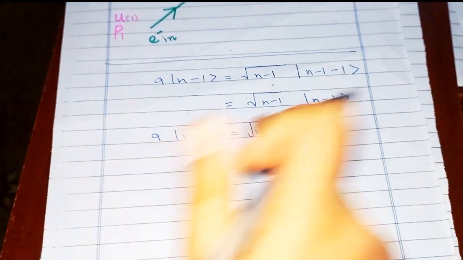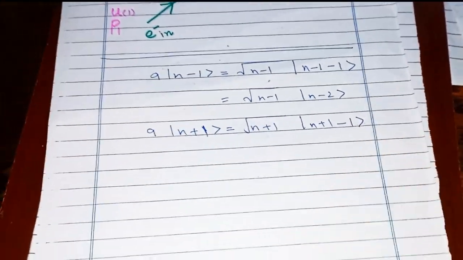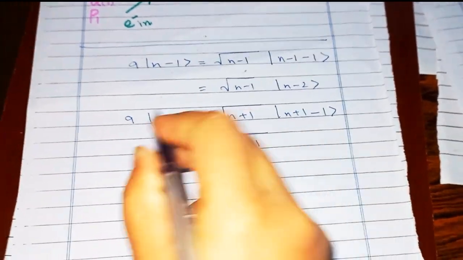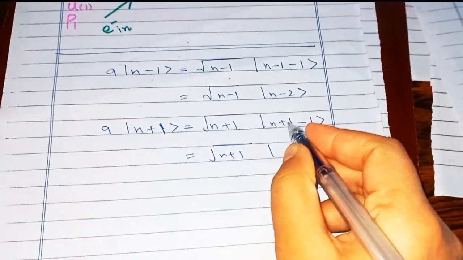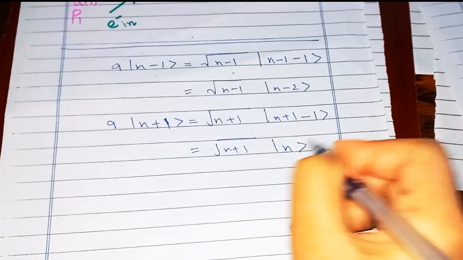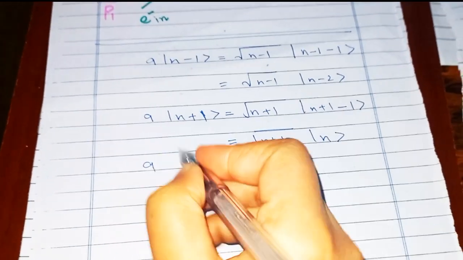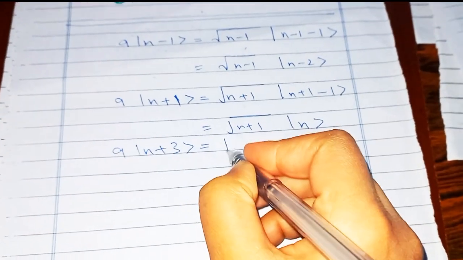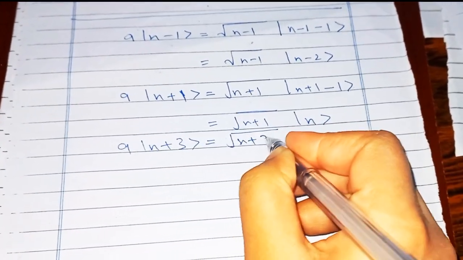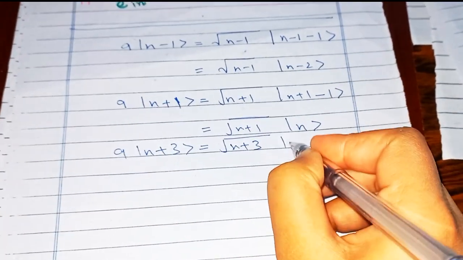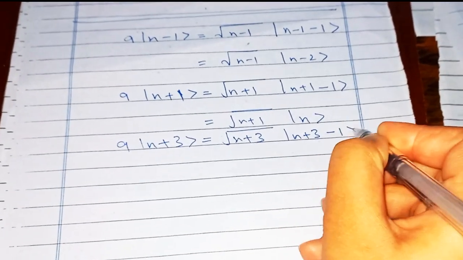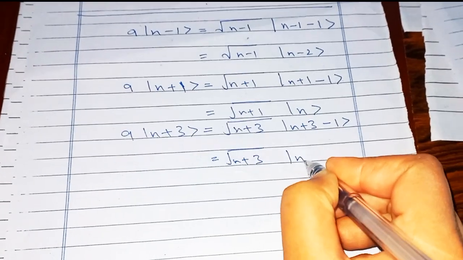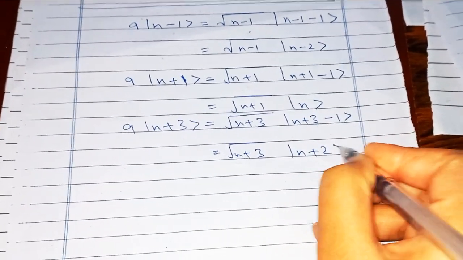We'll write this ket here and reduce it by 1. We'll do the same thing every time we apply the lowering operator. Plus 1 minus 1 cancel, so it's n only. Next we have the lowering operator applied on n plus 3, and in the constant we'll get the same as the number inside the ket, and the ket will be reduced by 1: under root n plus 3, and n plus 3 minus 1 is n plus 2.